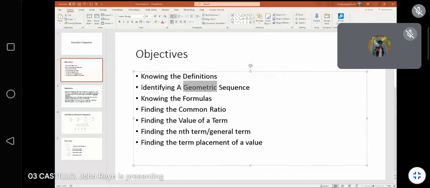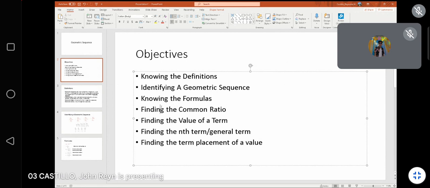The next is we're going to try and identify a geometric sequence. So we have to know if what we're solving is a geometric sequence. By learning this, we can find if it is a geometric sequence or it is not a geometric sequence. Next is knowing the formulas. The formulas are very important, especially one in particular, which I'll discuss later. So try to remember them as much as possible.